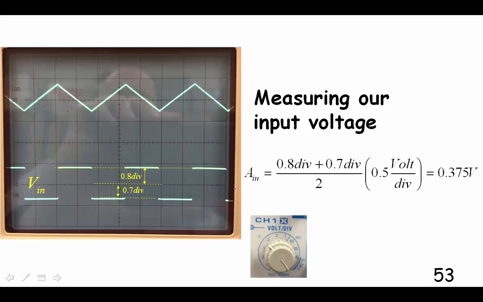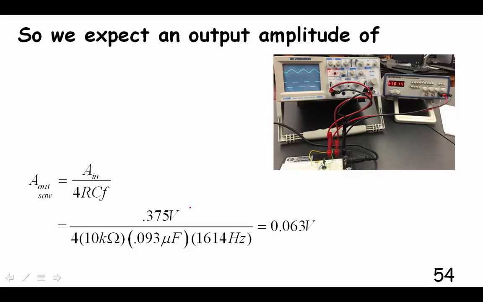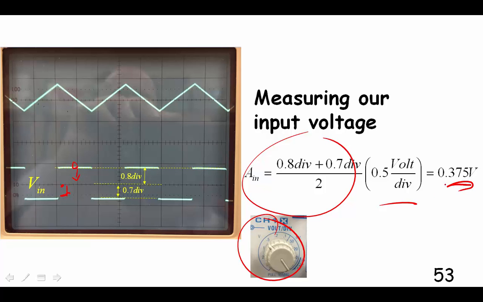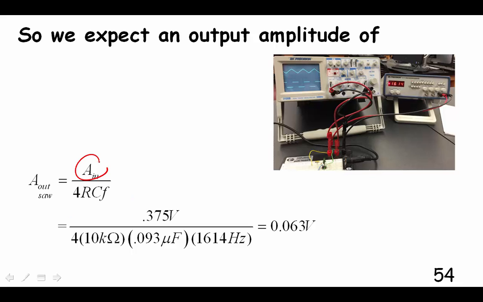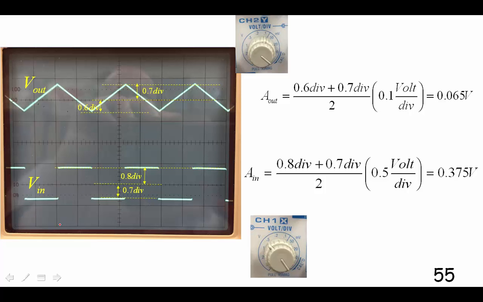So here's the amplitude of the input. I'm just measuring the amplitude of the square wave, the same way I've been doing it. It's at 0.5 volts per division, and we have an amplitude of the input of the square wave of 0.375 volts. I plug that into my equation, and I expect to see an amplitude of my sawtooth, that's just the peak amplitude, not peak to peak, because I got that 4 there. It's 0.063 volts. Let's see what we actually measure.